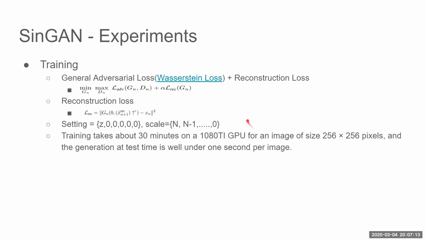Depending on the context or the application that you're working on, this alpha varies. But by default, they have kept it at 10 for all the other applications. Specifically for super resolution, they have kept alpha equal to 100. So that's one takeaway from here.